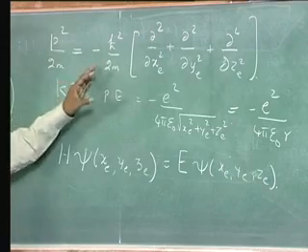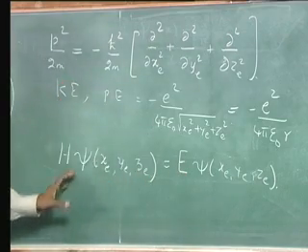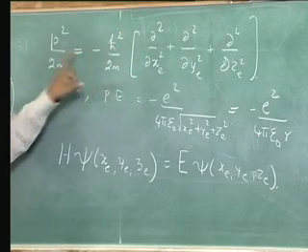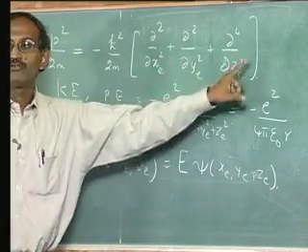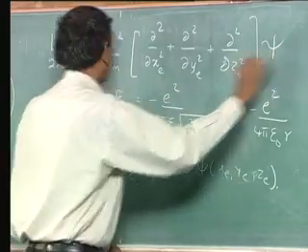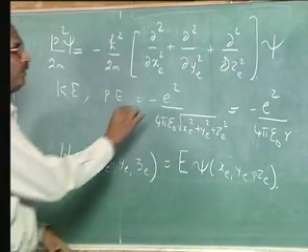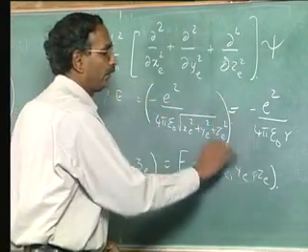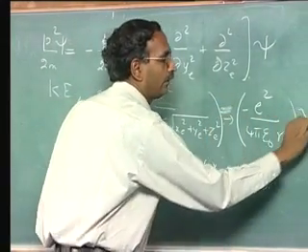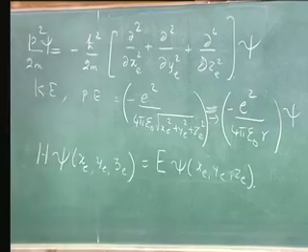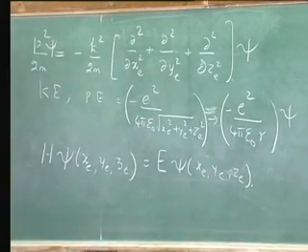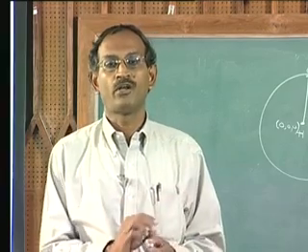The differential equation contains p square by 2m acting on psi, plus the potential energy, minus e square by this, acting on psi, giving you E psi. The differential equation is rather complex. We will not be able to go through the process of solving it.